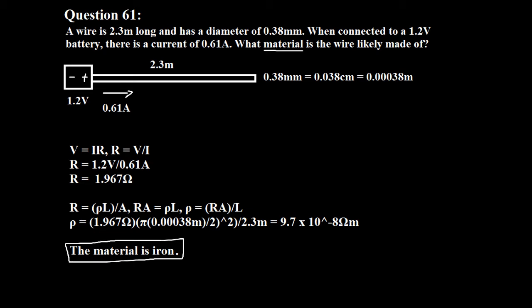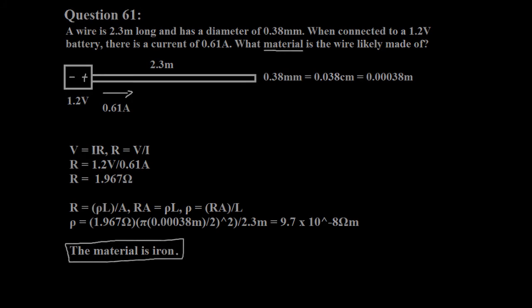Rewriting that gives us resistivity equals resistance times cross-sectional area over length. Now we plug in multiple values, starting with the resistance. Since we have diameter, we have to find the area of the circle, so we would use pi times radius squared. And we have the length, which is 2.3 meters, which gives us a final answer of 9.7 times 10 to the negative 8th ohm meters. And looking at a table, we can see that the material is iron.